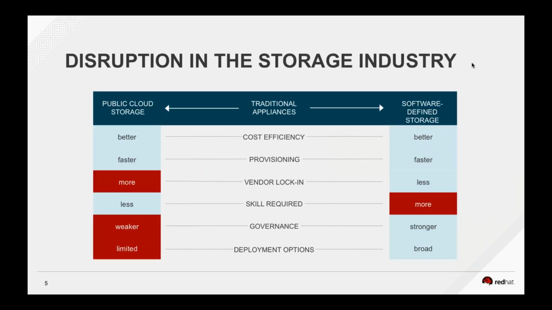So this is what we are up to. We are up to a disruption in the storage industry. This chart depicts how software-defined storage is much better than not only the traditional appliances, but also if someone is considering public cloud storage, for example, Amazon S3. It is better not only in terms of cost efficiency. With software-defined storage, we are talking on-prem, in your data center. You create a software-defined storage for your workloads rather than hosting it on either a traditional appliance or public cloud storage. And these are the benefits you get.